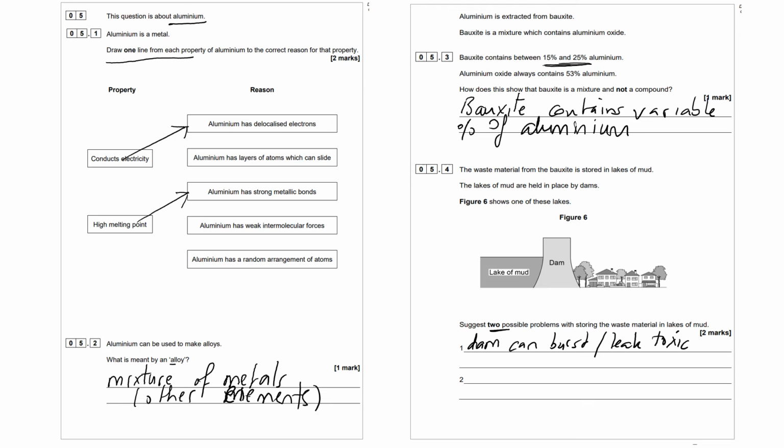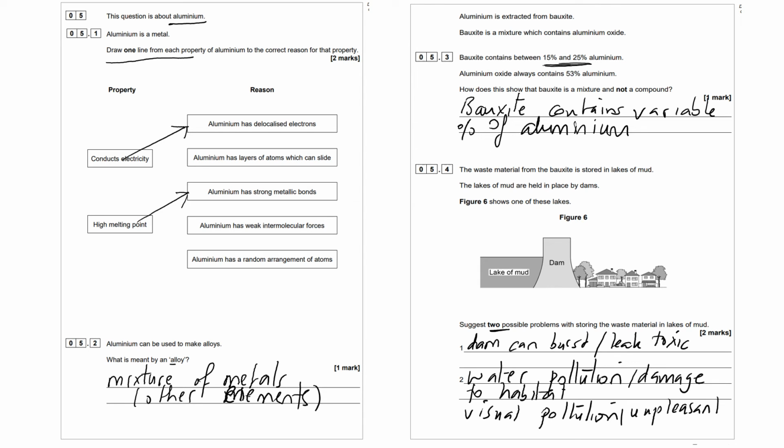You can just say water pollution. I'm just giving you a range of answers, so you're only going to need any two of these. You can just say damage to habitat. It could be visual pollution. So these are all the answers that would be acceptable. It could be unpleasant smell. So as long as you just write any two of these out of the list, then that should be okay.